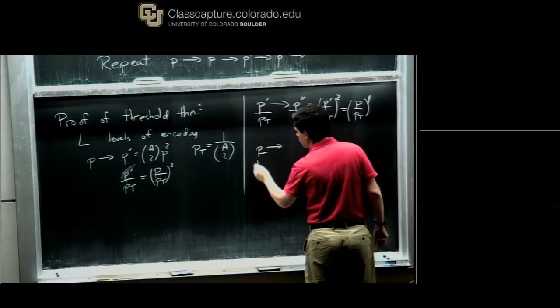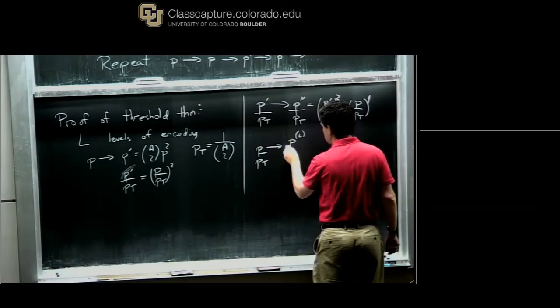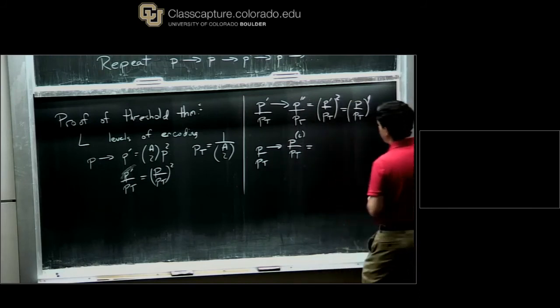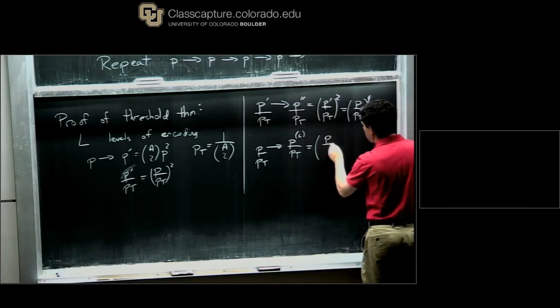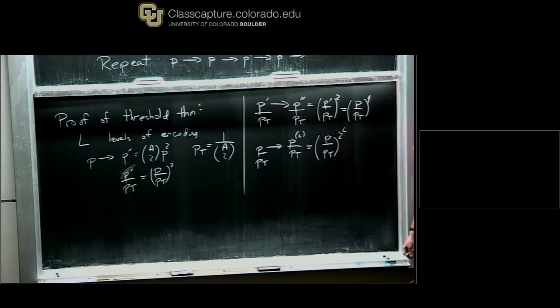So in other words, after removing L levels of encoding, we're going to get an effective error rate that's p over p sub t to the 2 to the L. So you see that this is going to go very, very small very, very rapidly, right? It's a double exponential.